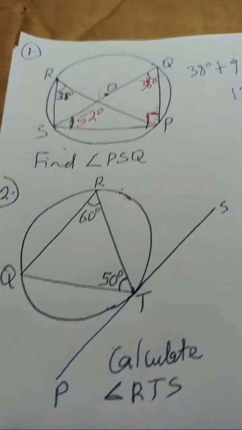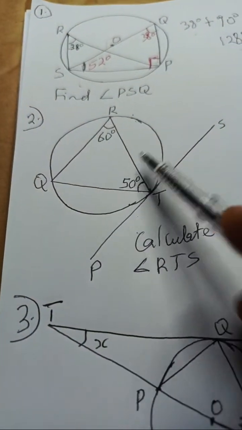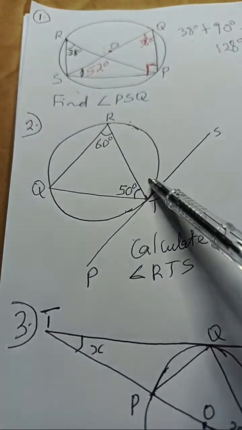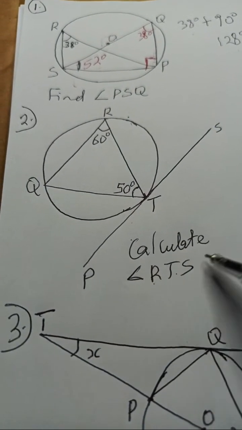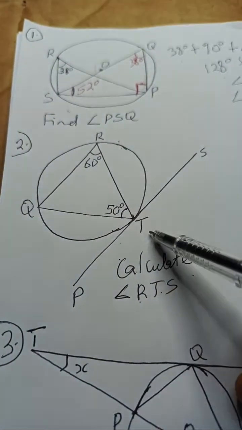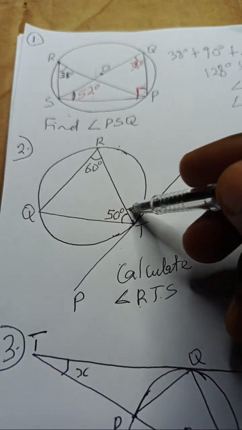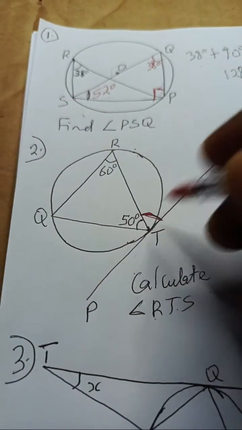Let's go to another question, which is very, very similar. In this place, we also have a circle. A triangle is carved inside, and we have to find angle RTS. So this is our R, T, and S. It means it is this angle. We have to find this angle, angle RTS.